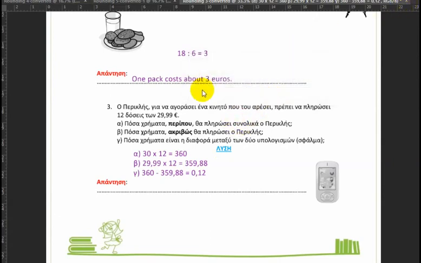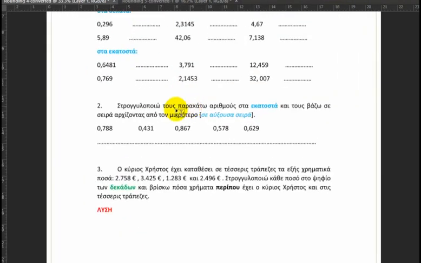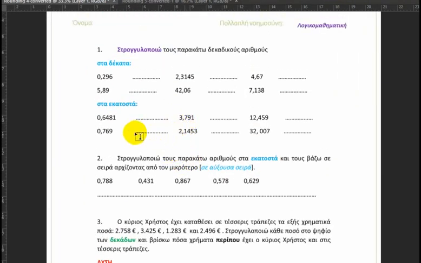So let's continue to the next exercise, which is number 4. Here we need to round to specific digits. Here it's the tenths. You can see I'm marking the tenths everywhere, and here we're going to be rounding to the hundredths.